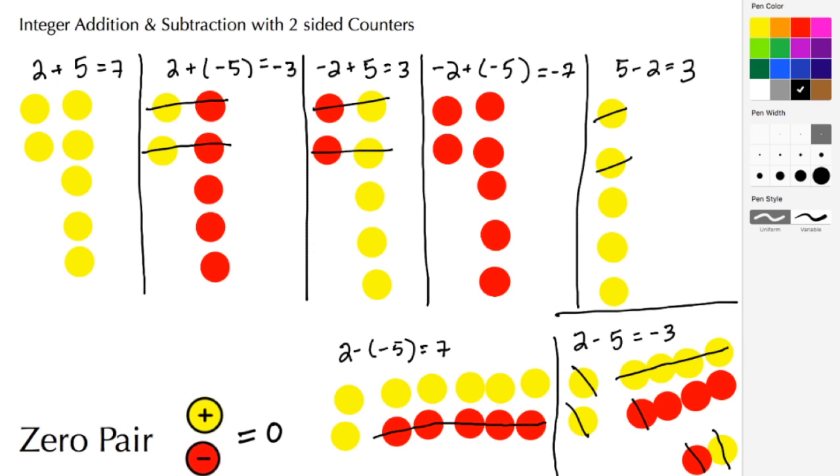All right, so we've run through 7 different examples of integer addition and subtraction using graphics to represent two-sided counters, where the yellow represents the positive and the red represents the negative.